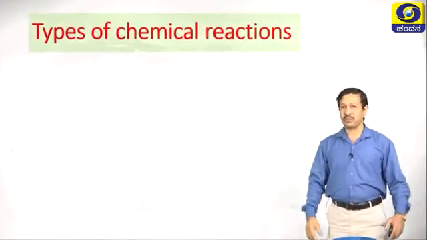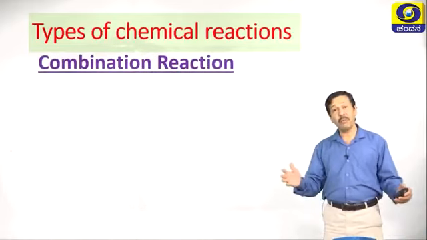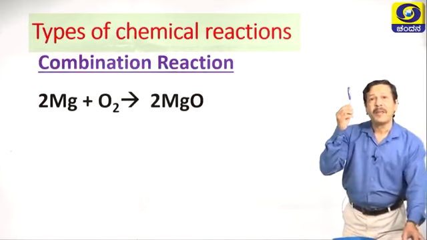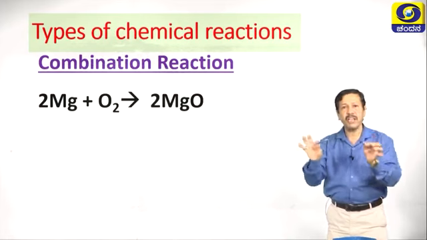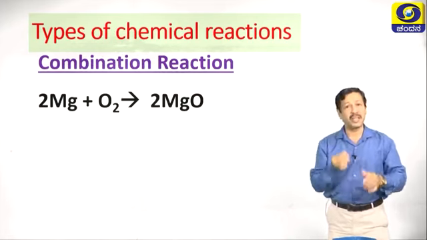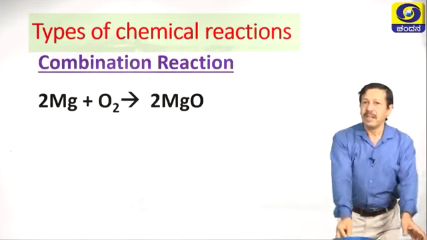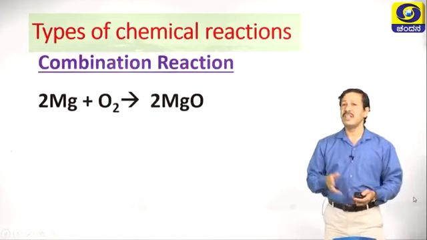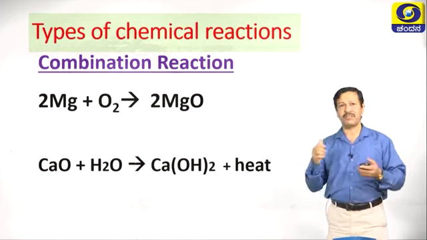Now, let us move on to different types of chemical reaction. The first one is combination. What do you mean by combination? When two different things, here you have two reactants, combine to form a single product, then you call this combination. Very simple. Similarly, we have many such reactions listed in the textbook. You can learn and understand what that is.